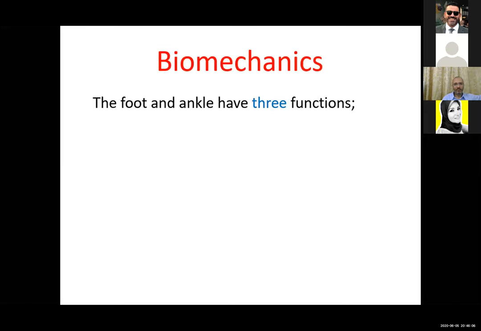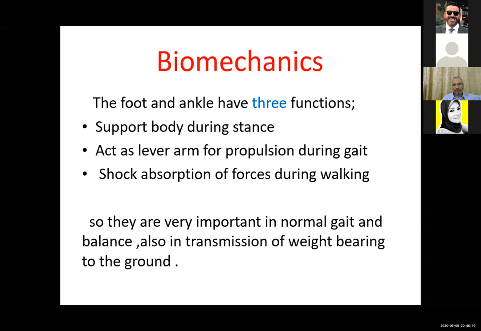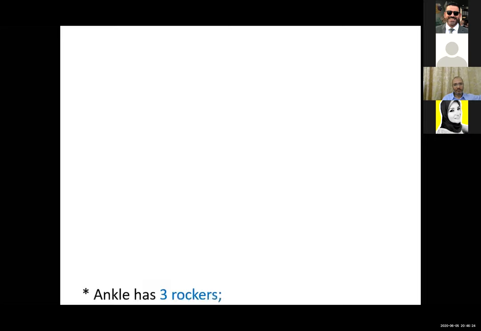The foot and the ankle have three functions. First, support the body during stance, act as a lever arm for propulsion during gait, and shock absorption of forces during walking. So they are very important in normal gait and balance, also in transmission of weight bearing to the ground. The ankle has three rockers. Rocker means a rocking chair, so it's not a point, no, a rocking chair, for shock absorption and to gain a good range of motion and a good gait.